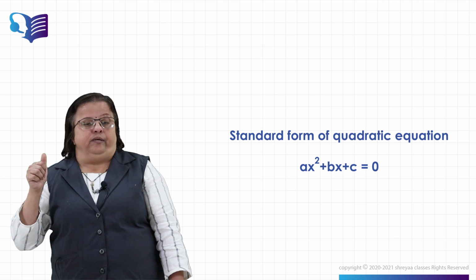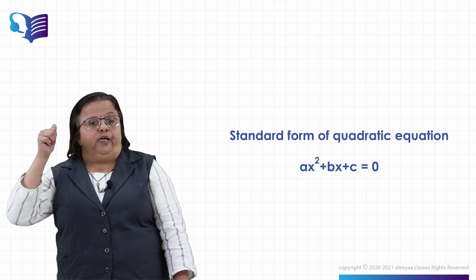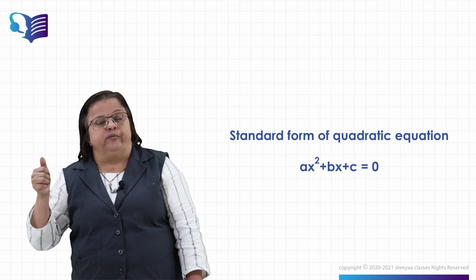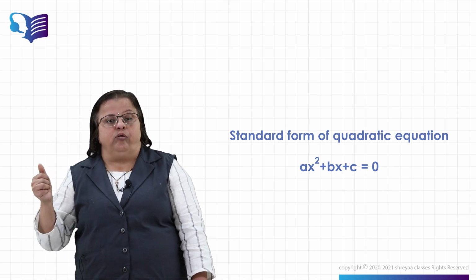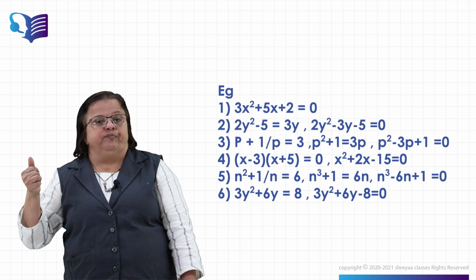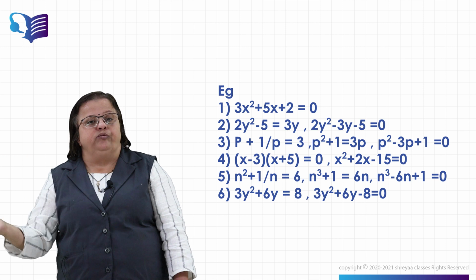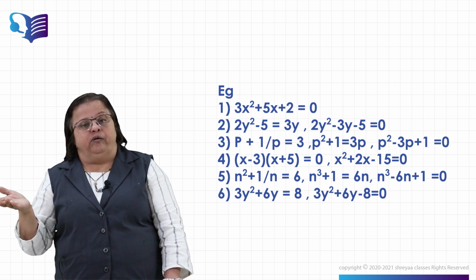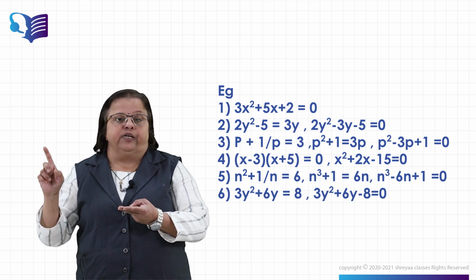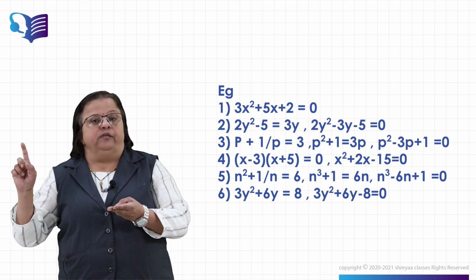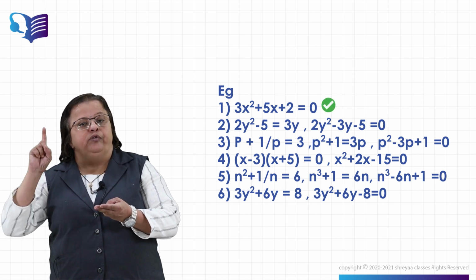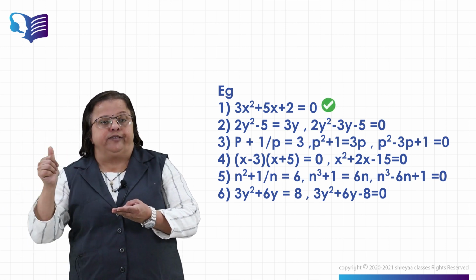So let us see. In your first exercise, you have to identify whether the given equation is a quadratic equation or not. Let us see the first example. 3x square plus 5x plus 2 is equal to 0. Very simple. One term is a square term. No term with negative power or a fraction. No term with power more than 2. Therefore, it is a quadratic equation.